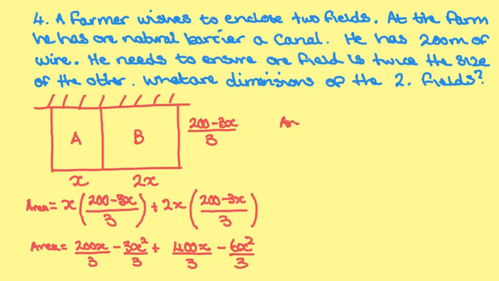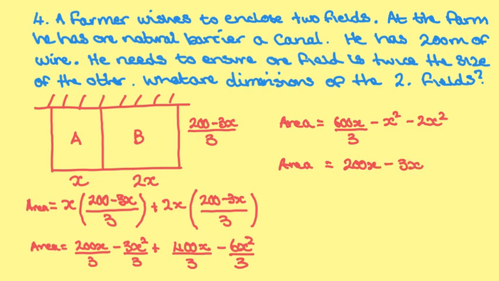Therefore, the area is equal to 600x over 3 minus x squared minus 2x squared. So the area is equal to 200x minus 3x squared. I want to find where this area is maximized, and I want to find what value of x gives me the maximum area.